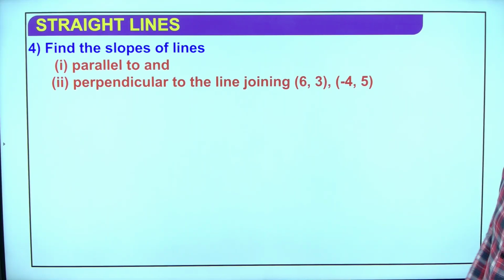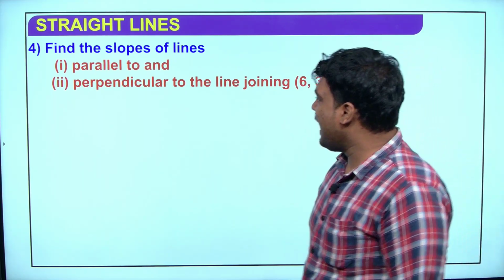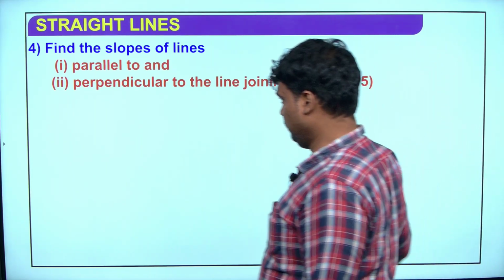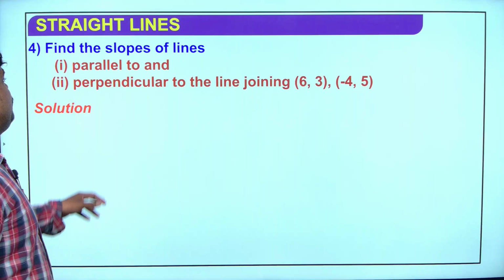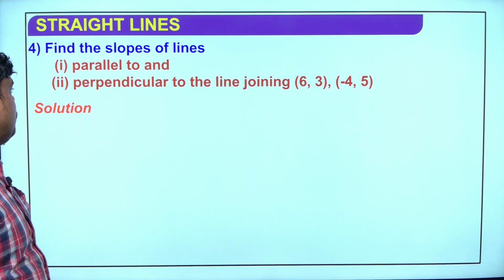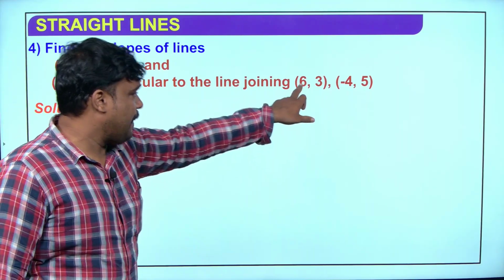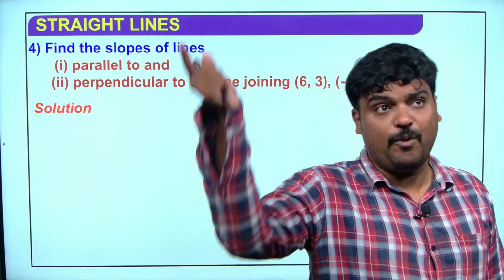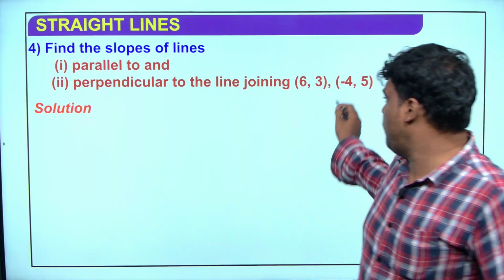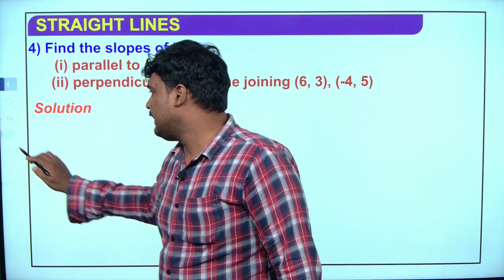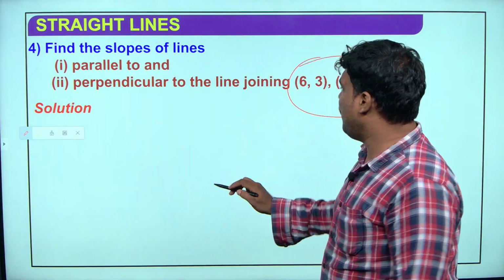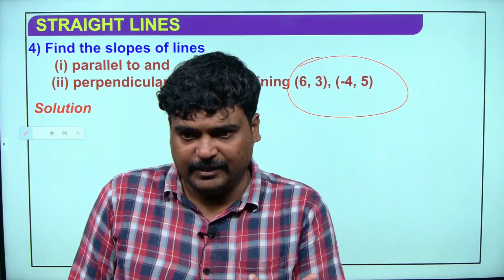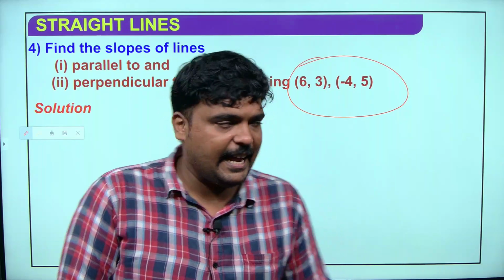Okay. So next is find the slope of the lines parallel and perpendicular to the line joining. So I want to find the slopes of the line parallel to this line and perpendicular to this line. Are you getting, guys? They have given 2 points here. I want to find the slope of this, and I know that any line which is parallel to itself will have the same slope. Correct?